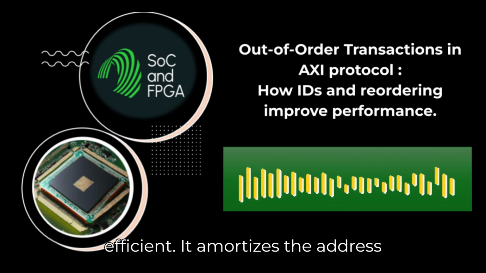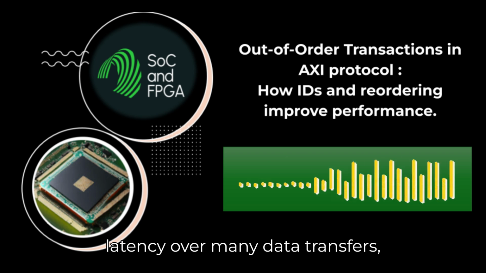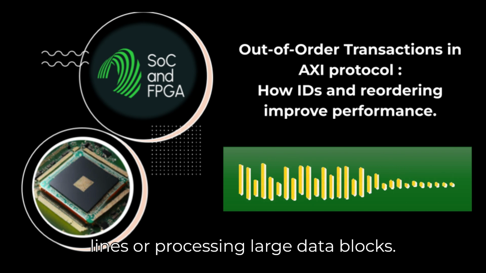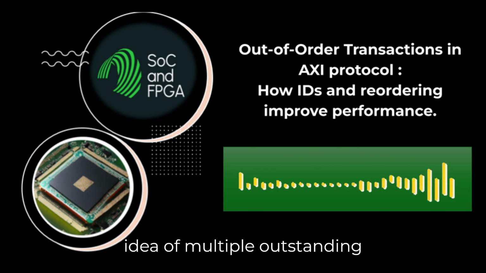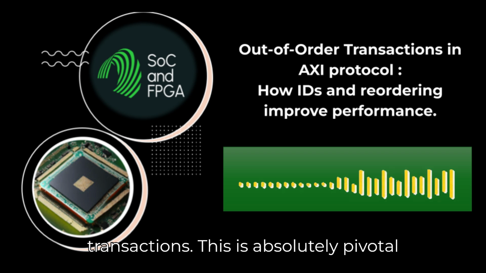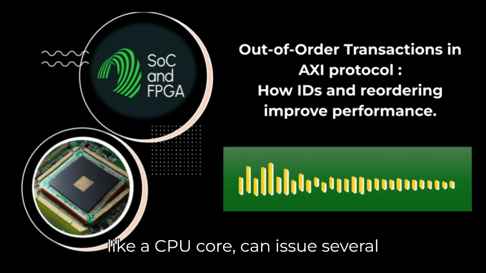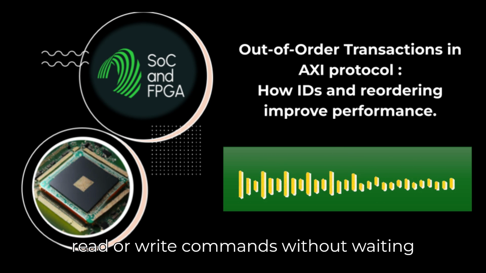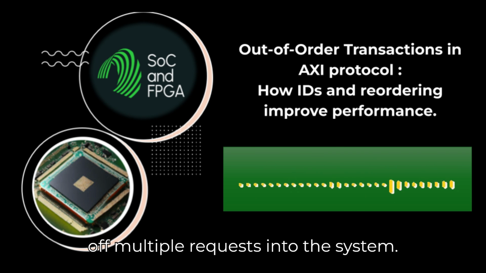Way more efficient. It amortizes the address latency over many data transfers. Crucial for things like fetching cache lines or processing large data blocks. Okay, bursts are powerful. Then there's the idea of multiple outstanding transactions. This is absolutely pivotal for hiding latency. It means a master, like a CPU core, can issue several read or write commands without waiting for the first one to finish. It can fire off multiple requests into the system.